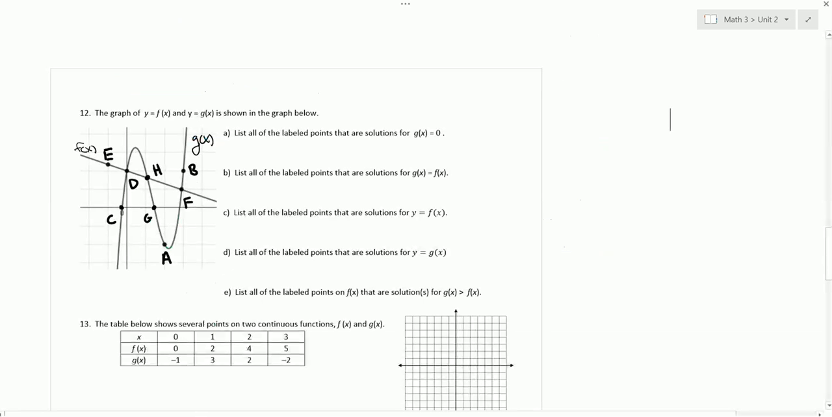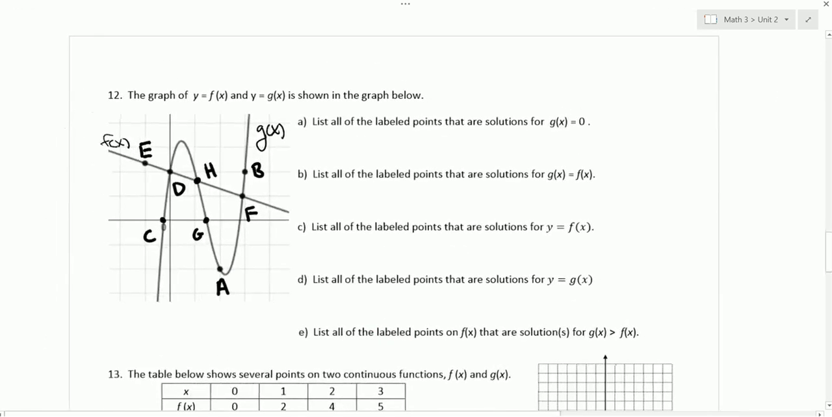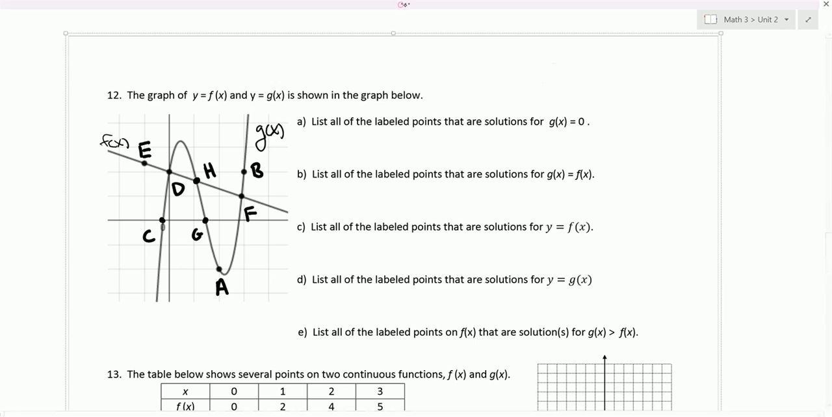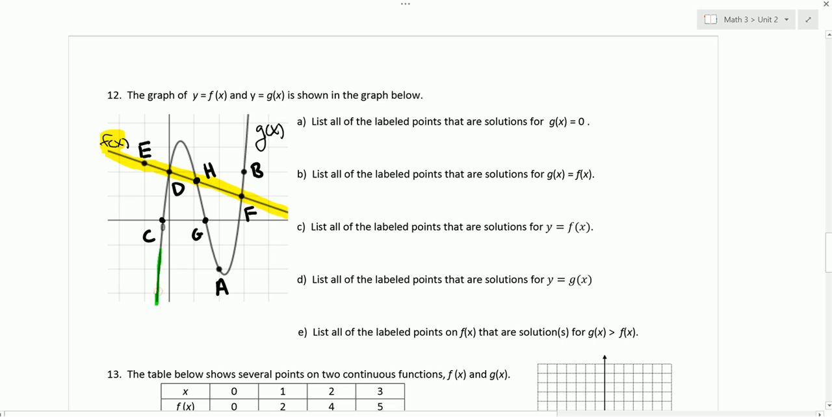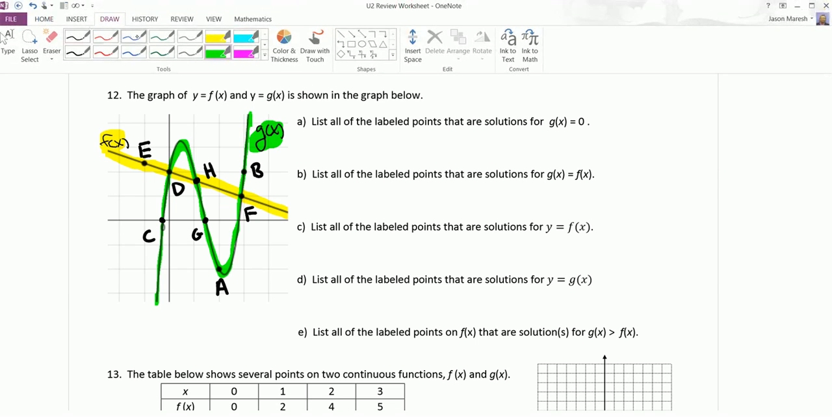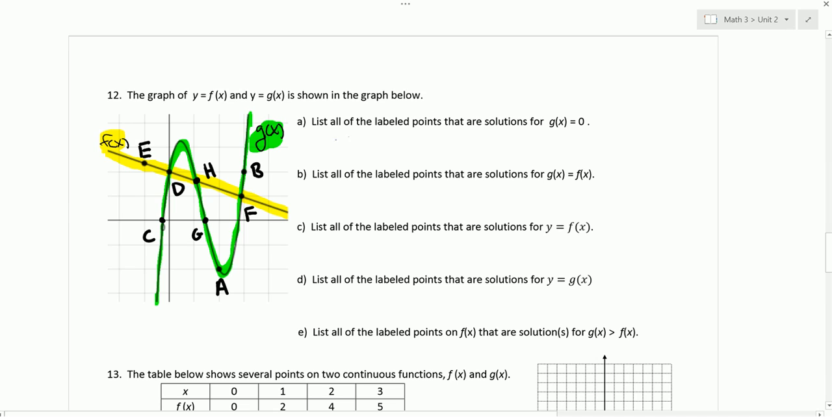Number 12. On this one, we have the graph of y equals f of x. And I'm going to highlight that. That's our line right here, or a line segment. And then we have the graph of g of x. That's this curve, and I'm highlighting it in green. And we're asked a few questions about these. The first statement is to list all the labeled points that are solutions for g of x equals 0.